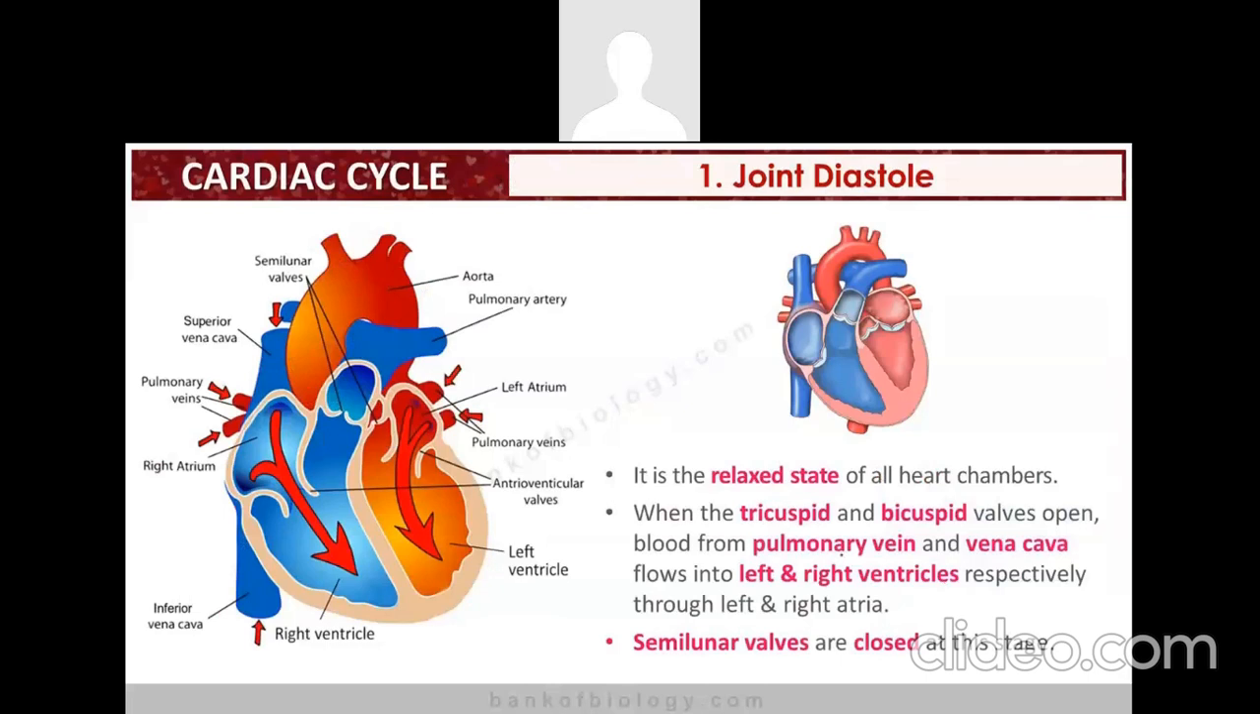When the tricuspid and the bicuspid valves open, the blood from the pulmonary vein and vena cava starts to flow inside the left and right ventricles. So you can follow the diagram through the left and right atria. And the semilunar valves are closed at this stage. Then the blood is rushing into the left and right ventricles.